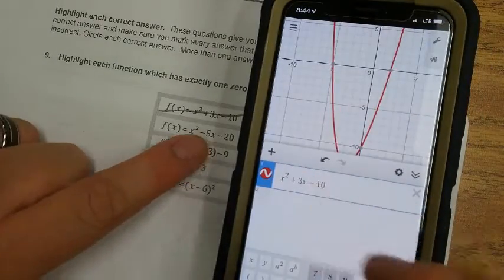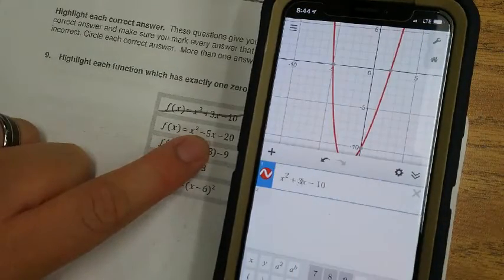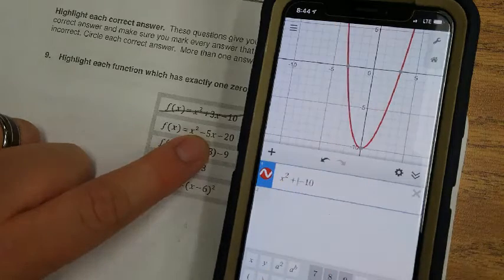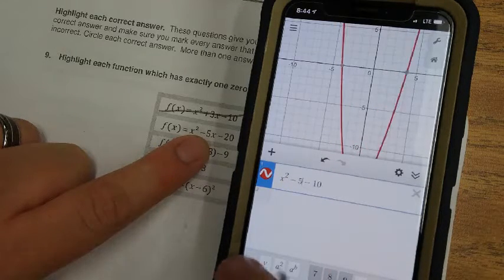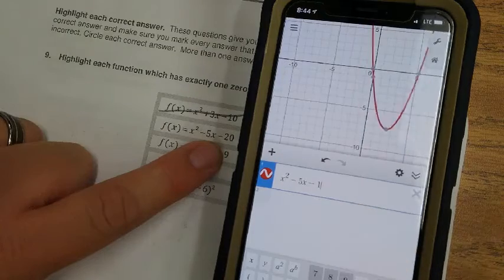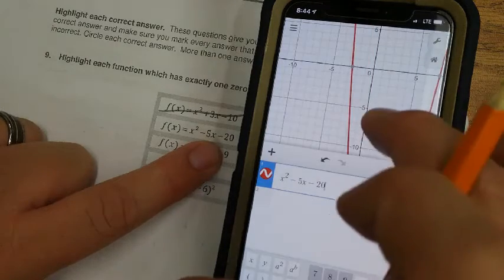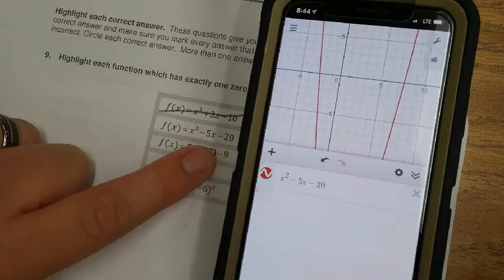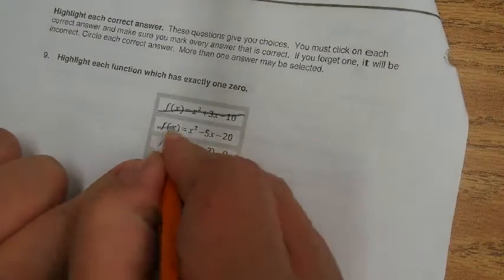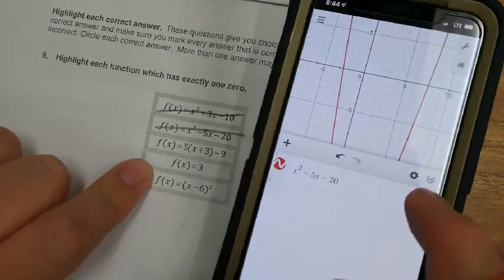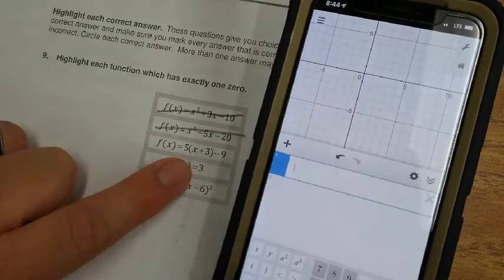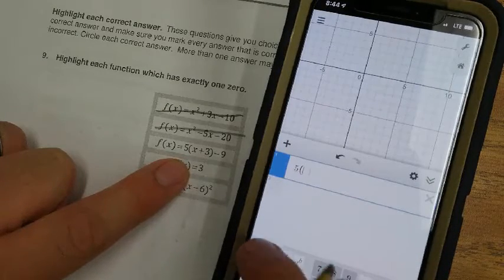So now we'll try the next one. X squared minus 5x minus 20. Okay, how many times does that hit the x-axis? Twice. So you know it's not that one. Okay, then we'll try the third one. 5, and this one looks promising.